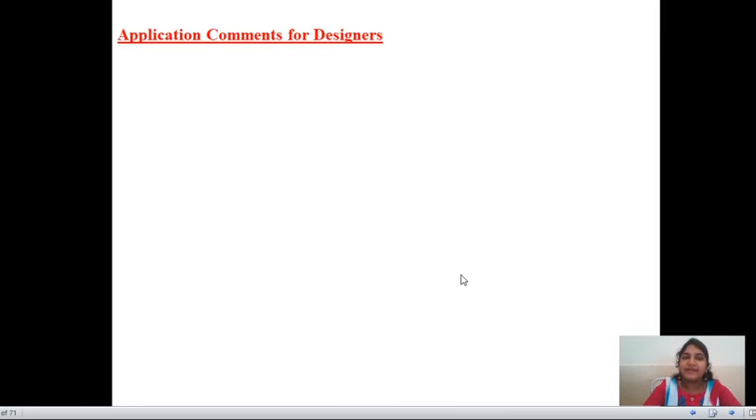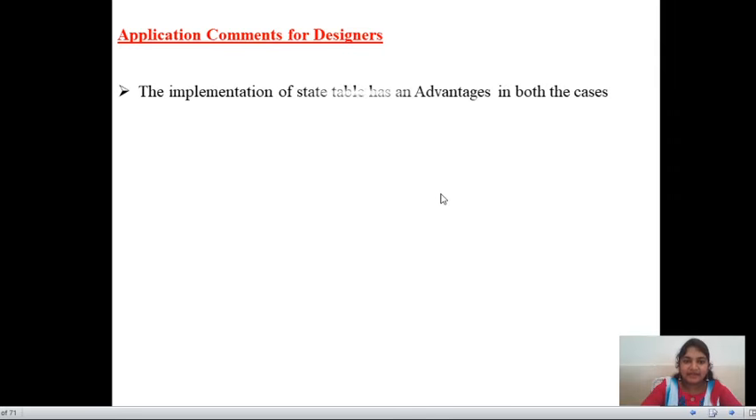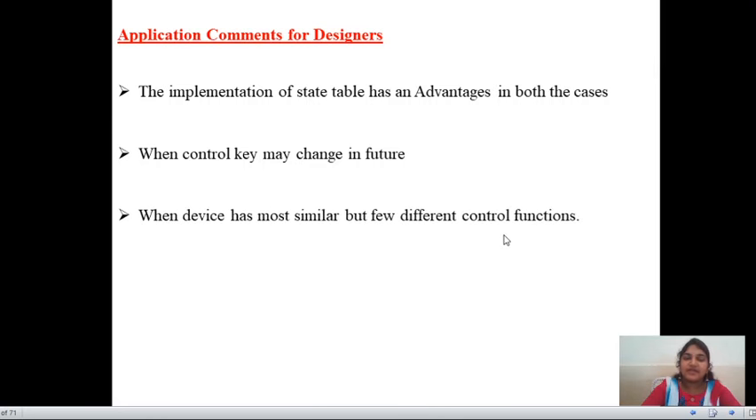So next one is application comments for designers. How can we make the application comment generally in the implementation of a state table? It has many disadvantages in both cases. When the control key may change in the future, the state also can change. The behavior of the internal state and external state also can be changed.